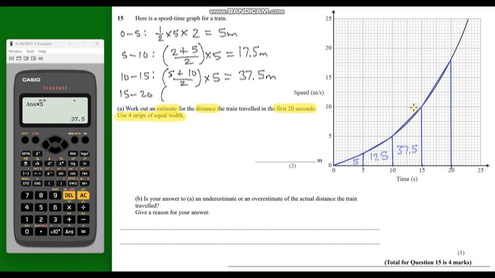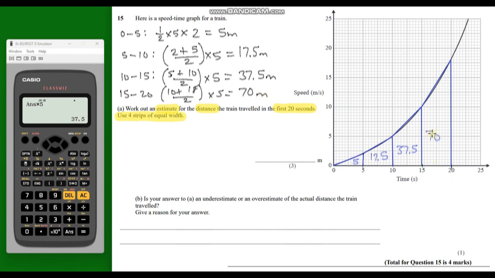Right, so exactly the same formula for 15 to 20. So it's going to be this point, which is 10, plus this point, which is 17.5. That'll be 18. And then divide by 2, times by 5. So this is 28 divided by 2. That's 14. 14 times 5 is 70. Yeah, 70 meters.